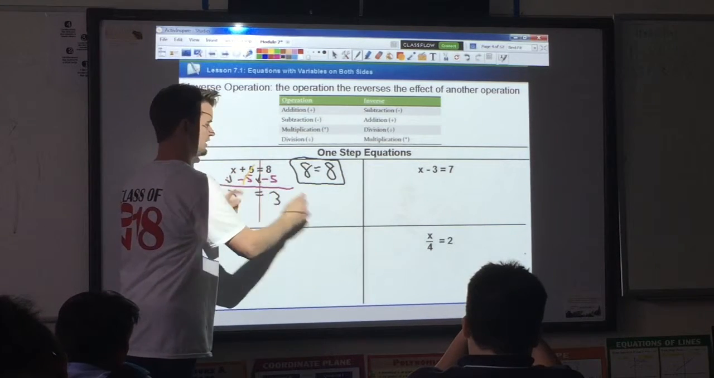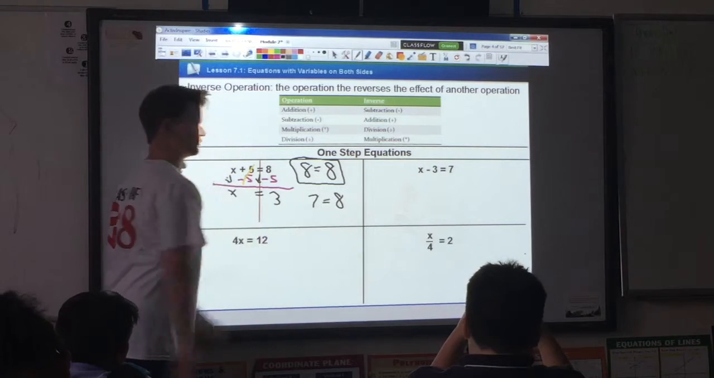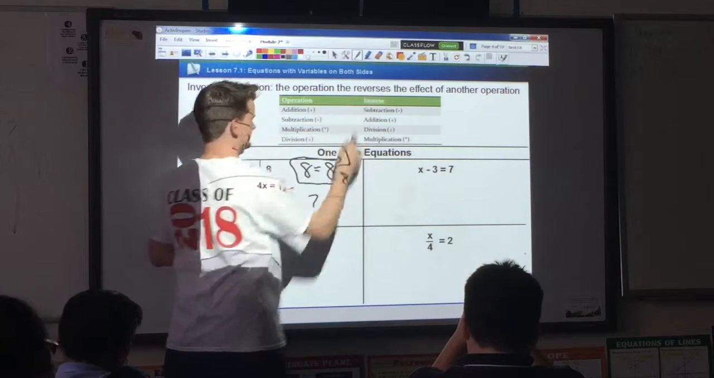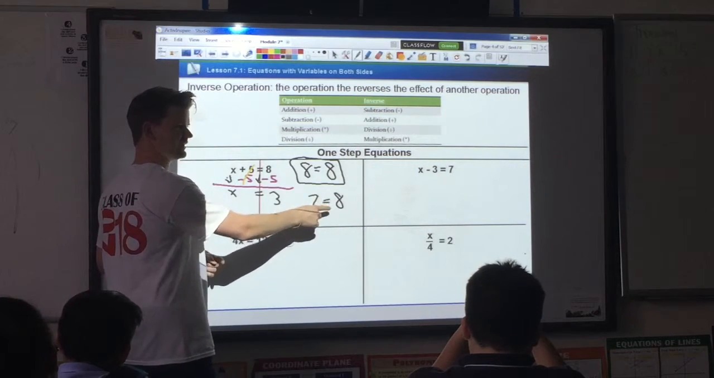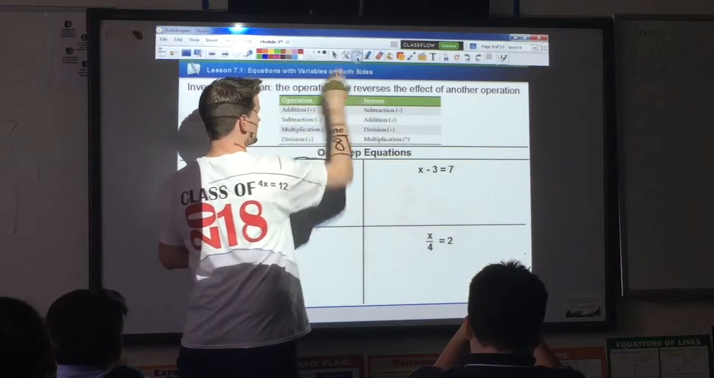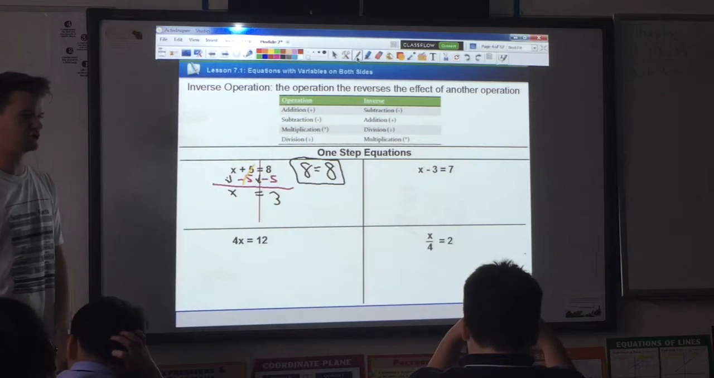If I were to substitute in a number and get 7 equals 8, do I have the right answer? No, I do not. It must be balanced. You must have a true statement. Is that a true statement? Does 7 equal 8? No, that's a false statement. That would not be a solution. But 8 equals 8, that's true. That's a true statement. That is indeed a solution.